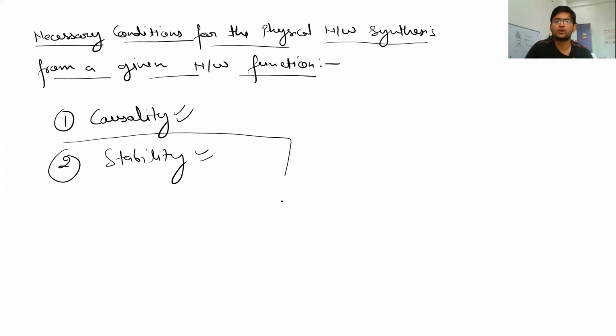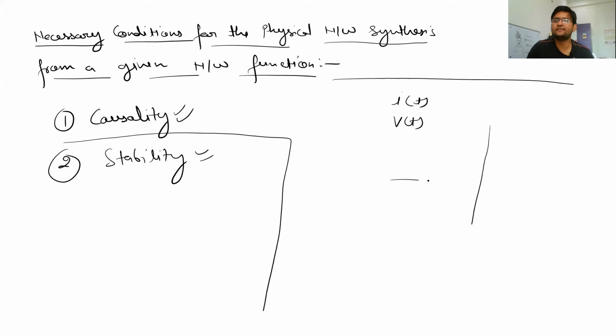If we first talk about causality, suppose you have a response i(t) and you have excitation v(t). Suppose at exactly time t equal to 0, you started your excitation v(t). But somehow, if this current i(t) already existed before time t equal to 0, then can you call this system a causal system? No, you cannot, because even before you applied your voltage, some current was already there and you don't know how it came. So this cannot be called a causal system.